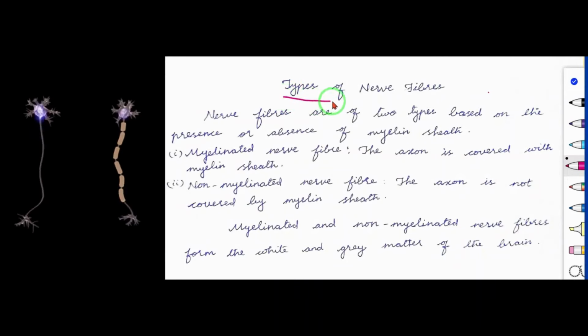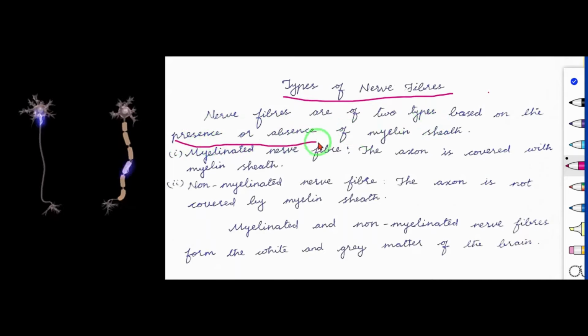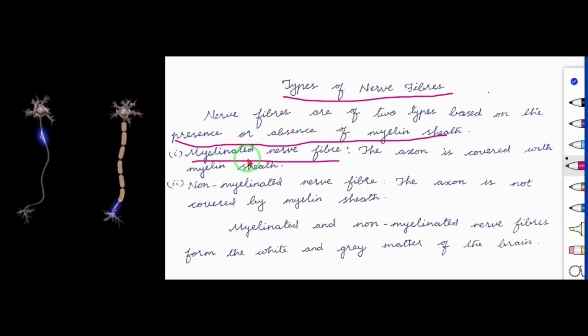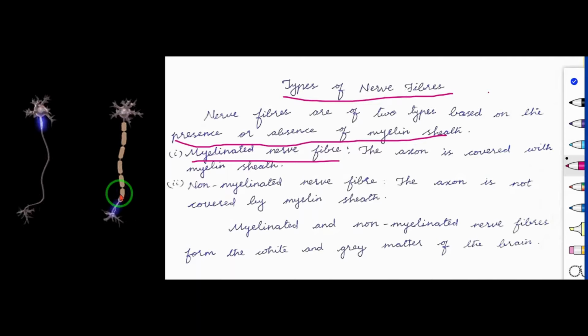Now we are going to see types of nerve fibers. Nerve fibers are classified into two types based on the presence or absence of myelin sheath. Number one is myelinated nerve fiber. The axon is covered with the myelin sheath. See in this diagram, this is the myelinated nerve fiber. See this area, this is a myelin sheath. The axon is covered with the myelin sheath, so this is known as myelinated nerve fiber.